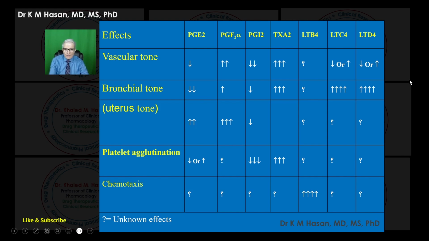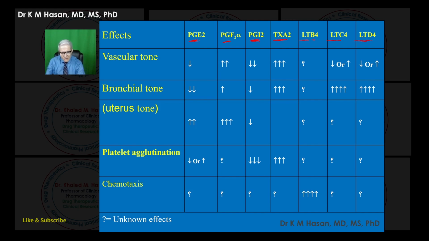Okay, another very important table to compare. This table compares the agents belonging to the prostaglandins, and then we have leukotrienes. We look at prostaglandin E2, prostaglandin F2 alpha, prostacyclin, and thromboxane A2. We have the abbreviations in the previous slide, and I recommend you review it. TXA2 is thromboxane A2, PGI2 stands for prostacyclin, and LT stands for leukotriene. We have several types: leukotriene B4, C4, and D4.